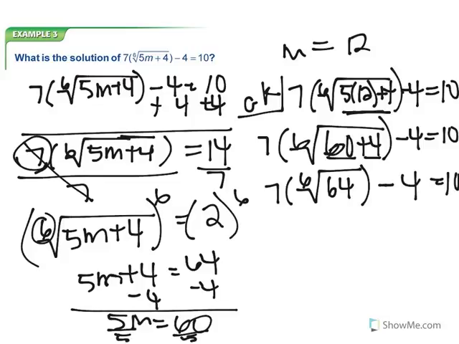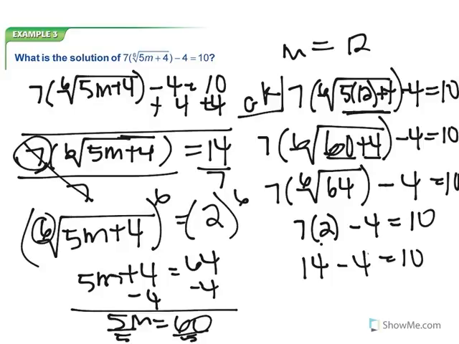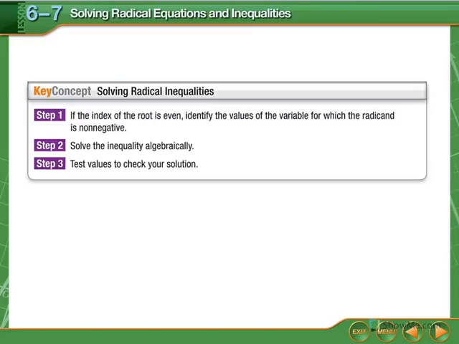Now, the 6th root of 64, if you put that in your calculator, is going to give you 2. So we have 7 times 2 minus 4 equals 10. 7 times 2 gives us 14 minus 4 equals 10. Now 14 minus 4 is 10, so 10 does equal 10. So this m equals 12 is our answer.